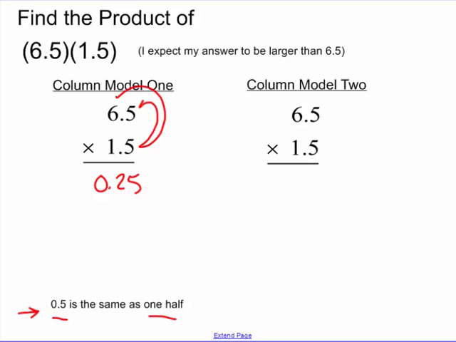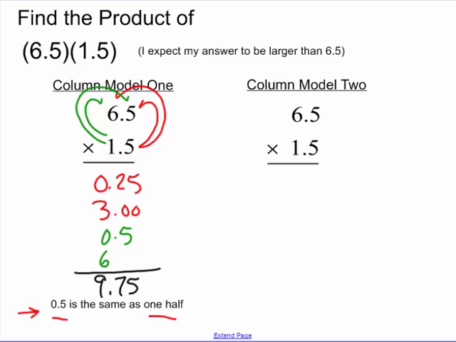And then I have a half times 6, which is 3. And I may put the decimal points in just to keep track of everything. I then might multiply 1 times a half, which would be a half, and 1 times 6, which is 6. And if I add all that together, I end up with 9 and 75 100ths, or 9.75.